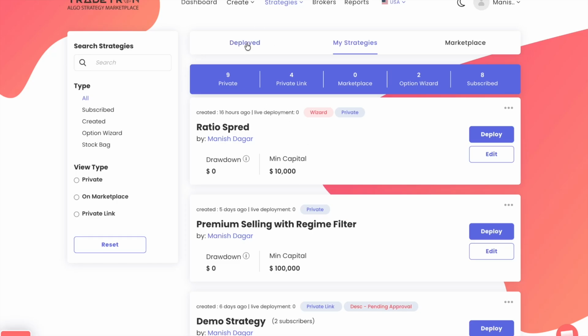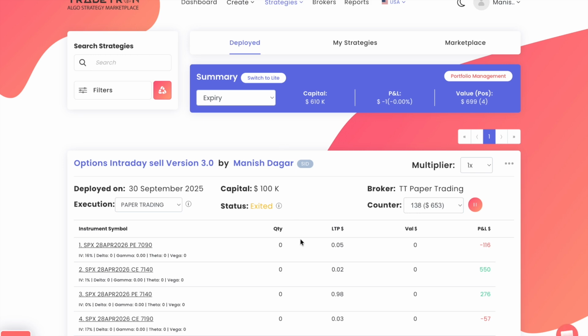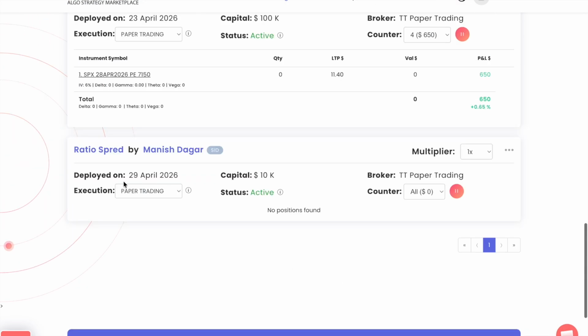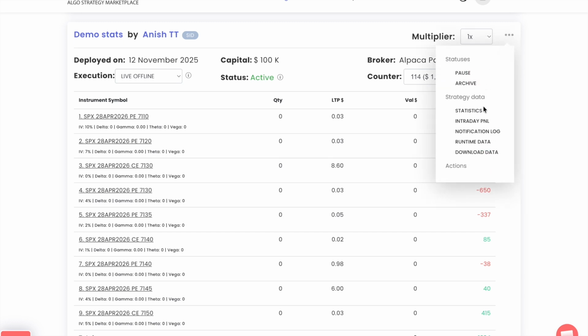Now, once a strategy is deployed, it usually takes a few days, sometimes up to a week, to generate meaningful data. So for this demo, we'll use an example of a strategy that has already been running for a few days. Now, let's go a step deeper and understand how to analyze and improve the strategy.